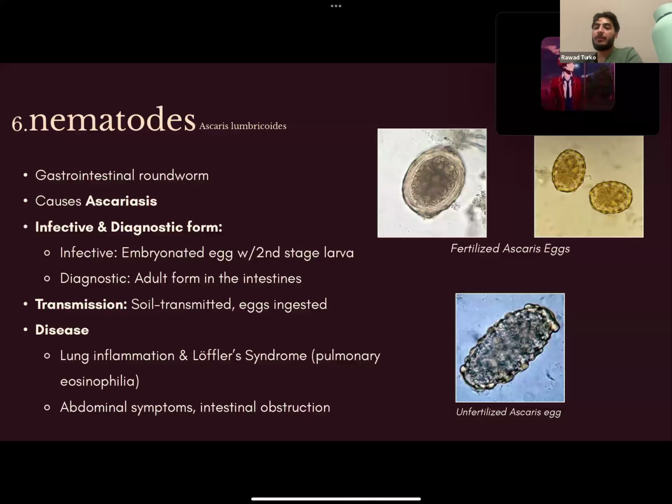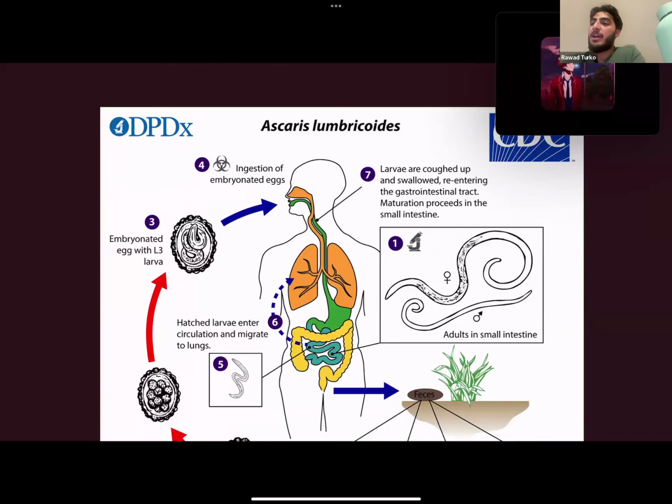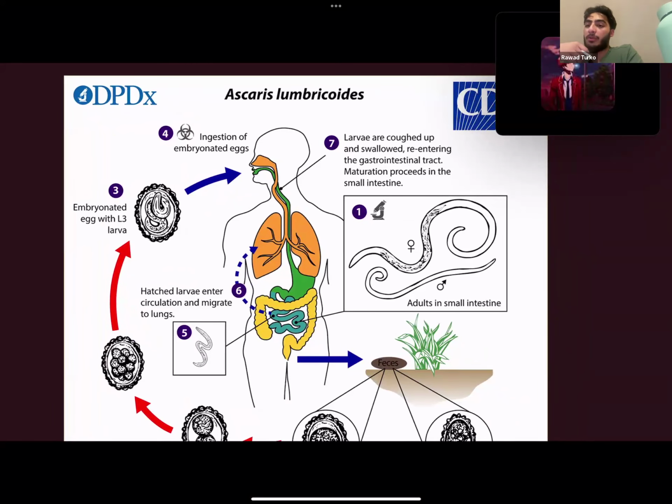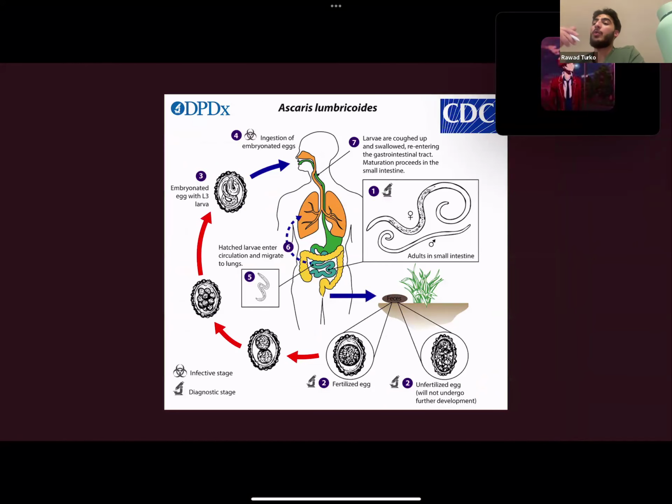Okay, so this is the life cycle. So ingestion of embryonated eggs again. Now, you guys have to focus with me a little bit. After the eggs are swallowed, they make their way down into the GI tract, where they can then migrate into the lungs. This is important. They migrate into the lungs, and then they can make their way up the bronchial tree, up the trachea, and then they can be swallowed again. So they'll go to the GI tract, make their way to the lungs, get swallowed again, and finish their maturation inside of the intestinal tract.